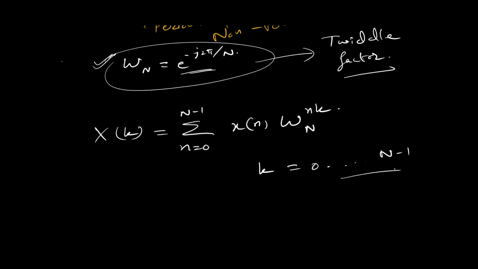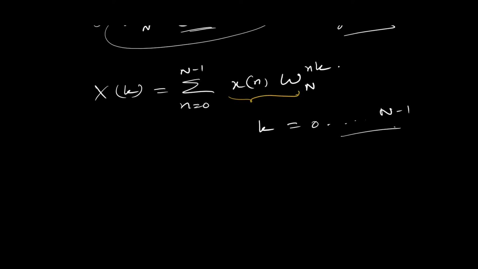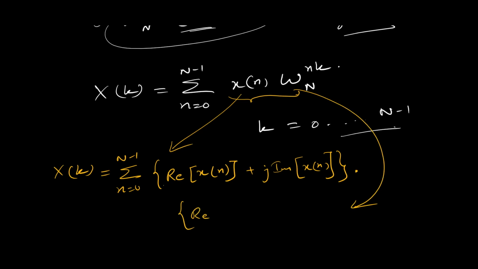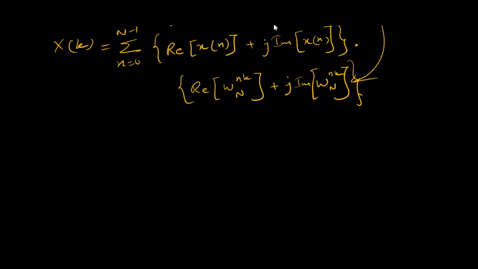Alright, now both of these terms can be expanded in the form of real and imaginary terms. Right, so let's rewrite this equation. X(k) will become equal to summation n equal to 0 to N minus 1. Now first we'll write for x(n) the real part of x(n), plus iota times the imaginary part of x(n). Alright, that is one part. Multiply with the real part of the twiddle factor, plus iota times the imaginary part of the twiddle factor. Alright, just mark this equation number 1.